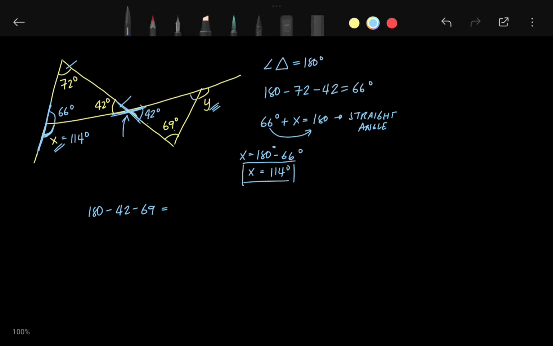So 180 minus 42 minus 69, and the unknown is 69 degrees. So you can write 69 here, and then you can see that y and 69 are supplementary to each other. They form a straight angle. So let's say 69 plus y equals 180.